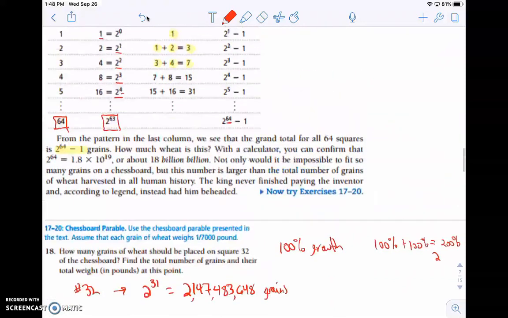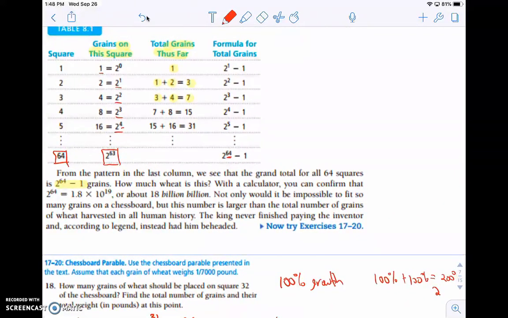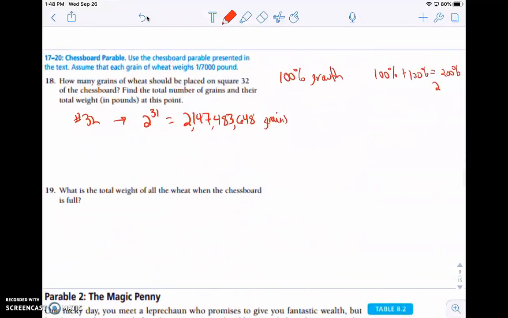So again, to find the total number of grains, you just take 2 to the square number and then subtract 1. So this would be 2 to the 32, and then we subtract 1. And this number is massive: 4,294,967,295 grains. So that's how many total grains we have after 32 days.